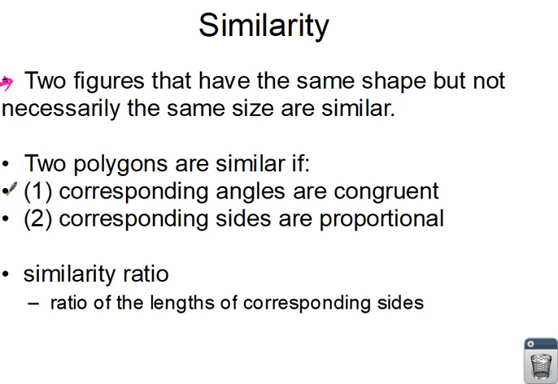Okay? So, two things that make them similar: their corresponding angles are congruent. The angles have to be congruent in order for the shapes to be the same, with quotations around same. And then the corresponding sides are proportional. So they're in some sort of a ratio, a 1 to 2 ratio, a 3 to 5 ratio, something like that. The similarity ratio is the ratio of the lengths of the corresponding sides. So that tells us how similar they are.